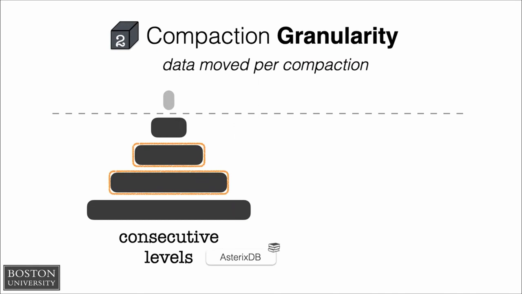And this is still a very valid compaction granularity, which is consecutive levels, and it is used in AsterixDB. However, there is a big drawback to having a compaction granularity that is this large.